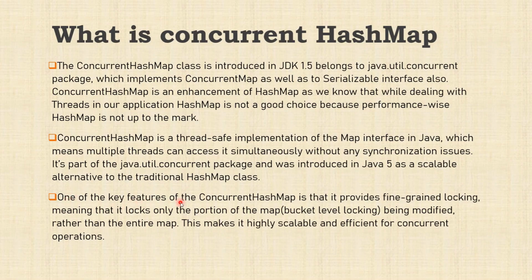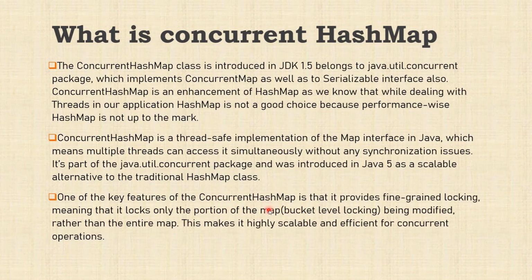One of the key features of concurrent HashMap is that it provides fine-grained locking, meaning it locks only the portion of the map, that means bucket level locking, being modified rather than the entire map. This makes it highly scalable and efficient for concurrent operations. So basically, in case of HashMap, it locks your entire map. But in case of concurrent HashMap, it locks only the required bucket. So it's bucket level locking.